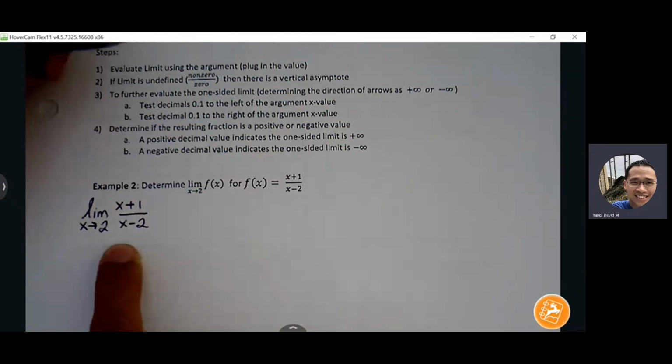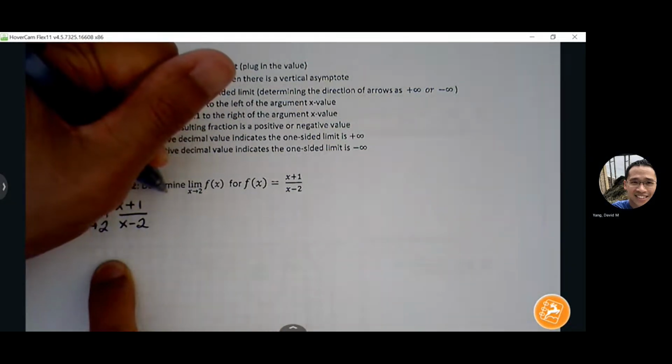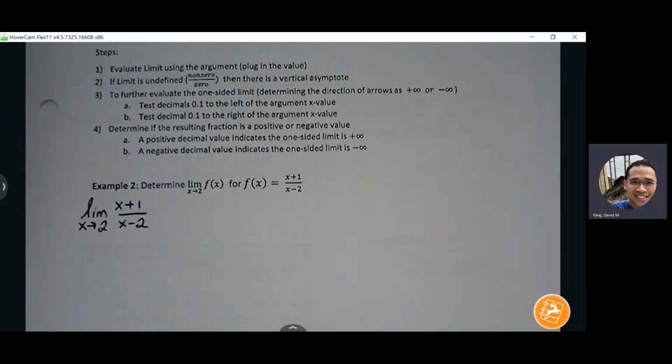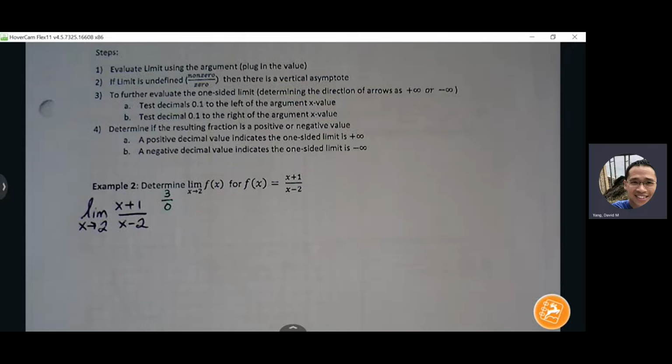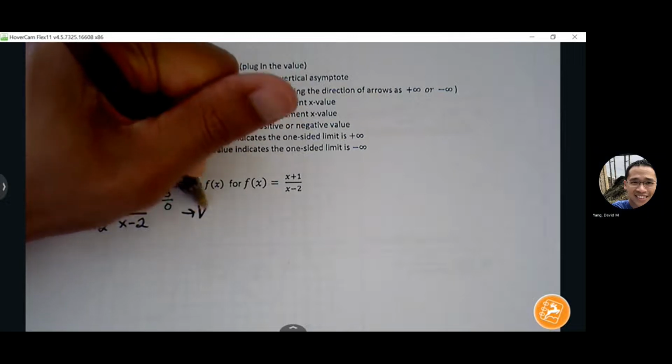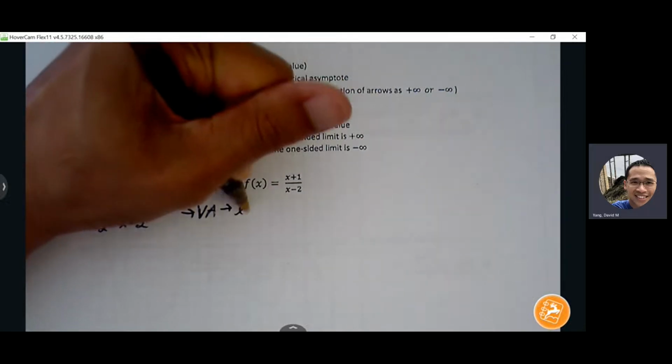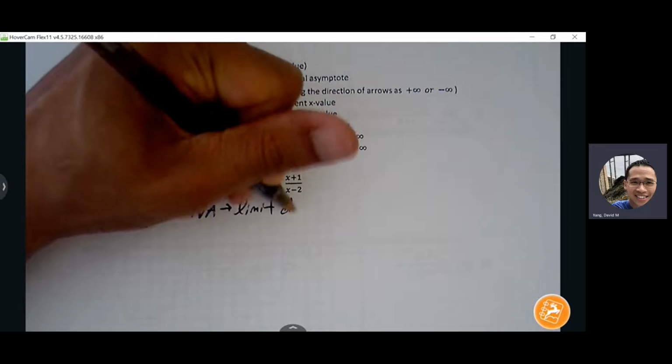So I'm going to insert 2 in. What do we get? 3 over 0. Okay. 3 over 0. Now this tells us something very, very specific about what's going on. So what can we conclude? It's a vertical asymptote. Vertical asymptote. And therefore the limit does not exist.